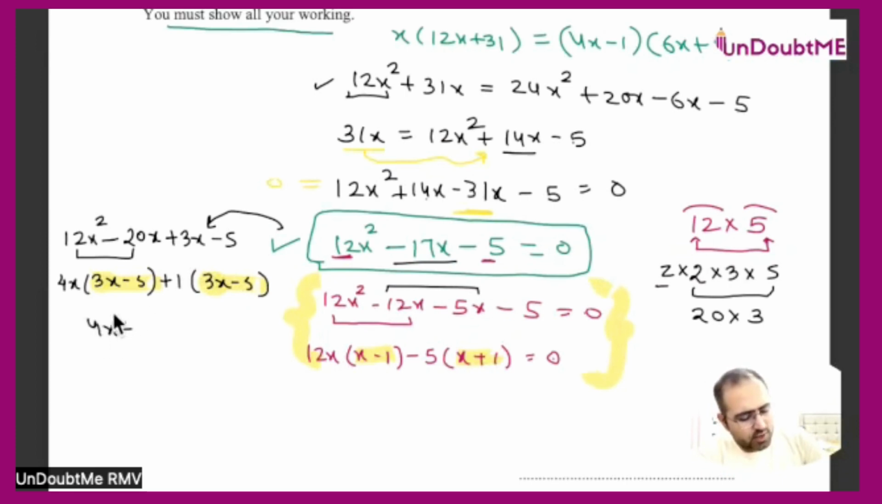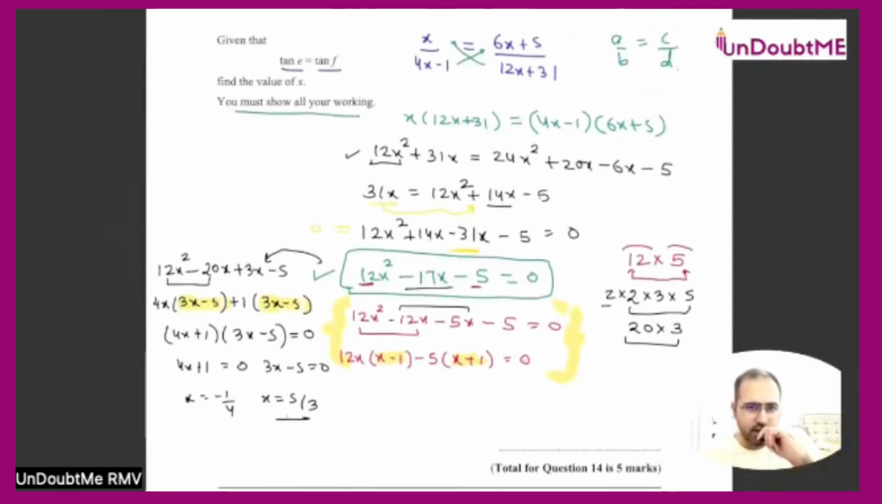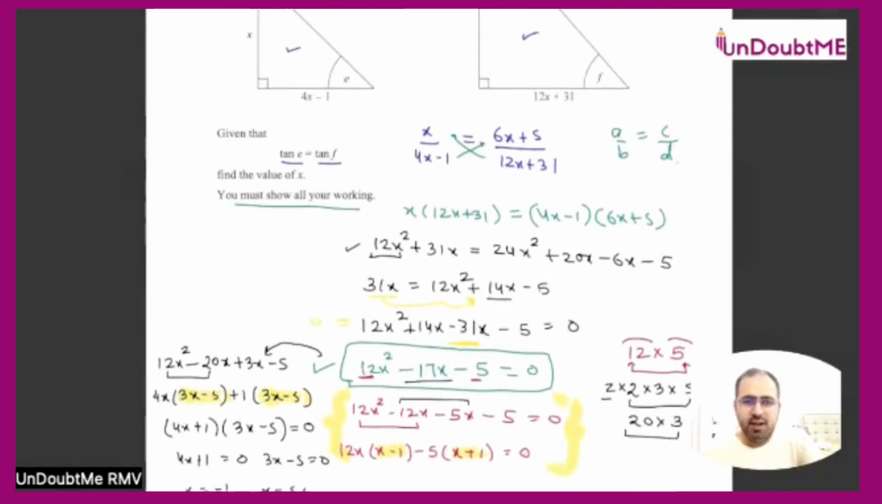So I will be getting 4x plus 1, 3x minus 5 is equal to 0. We are still not done over here. We have to equate them with 0, both of them, because we are trying to find the x value. So from the first one, x is minus 1 by 4. Second one is 5 by 3. Now here I have solved all the working. We need to find the value of x.